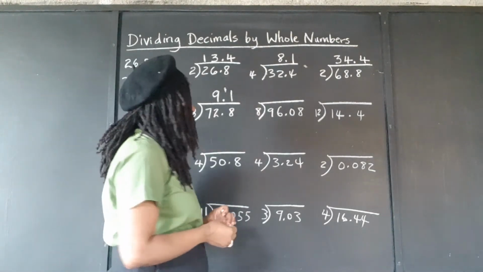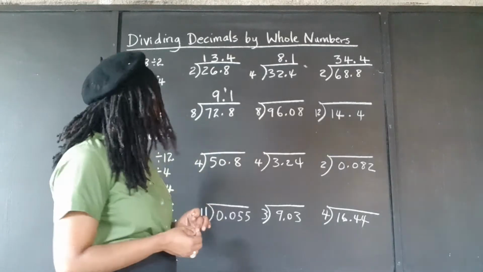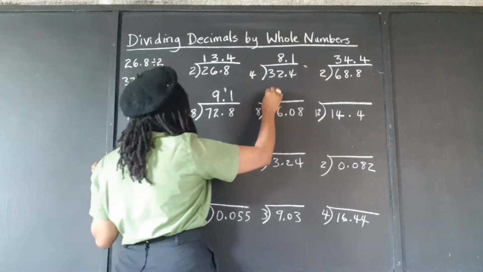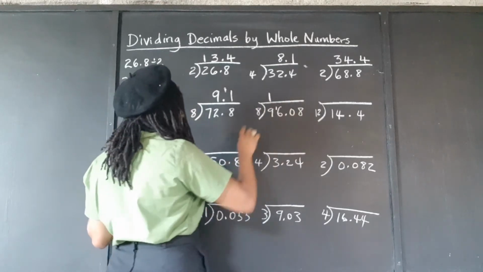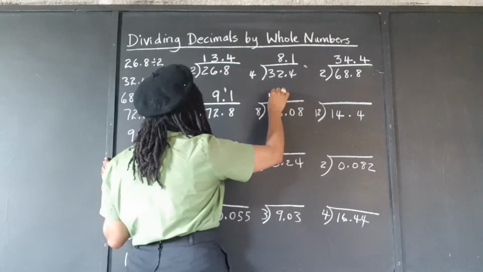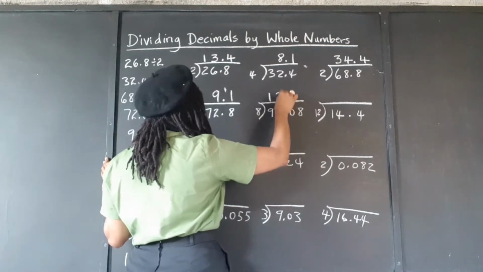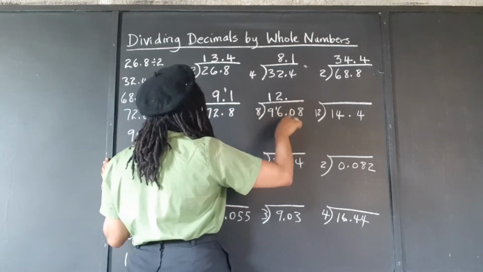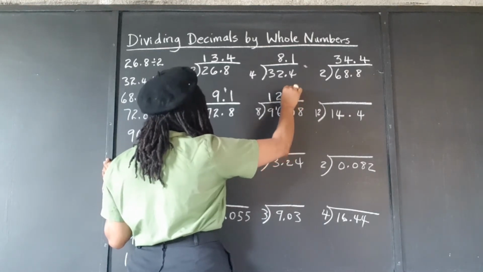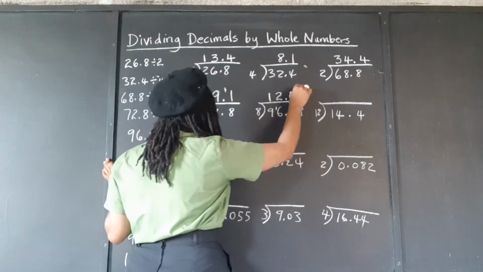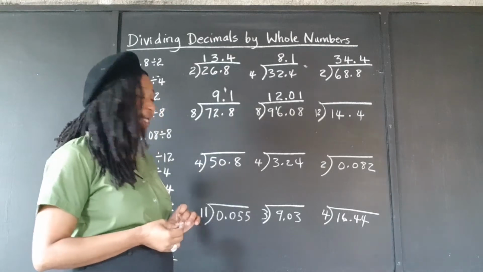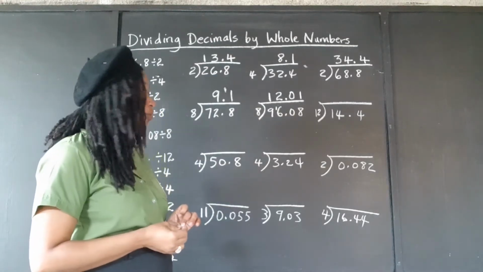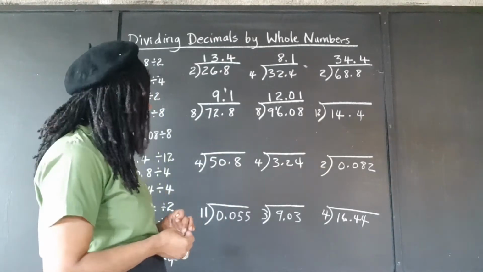Alright, 96.08 divided by 8. 8 goes into 9 1 time, and there is a remainder of 1. 8 goes into 16 2 times. Put back your decimal point. 8 goes into 0 times, and 8 goes into itself once. 96.08 divided by 8 gives a quotient of 12.01.